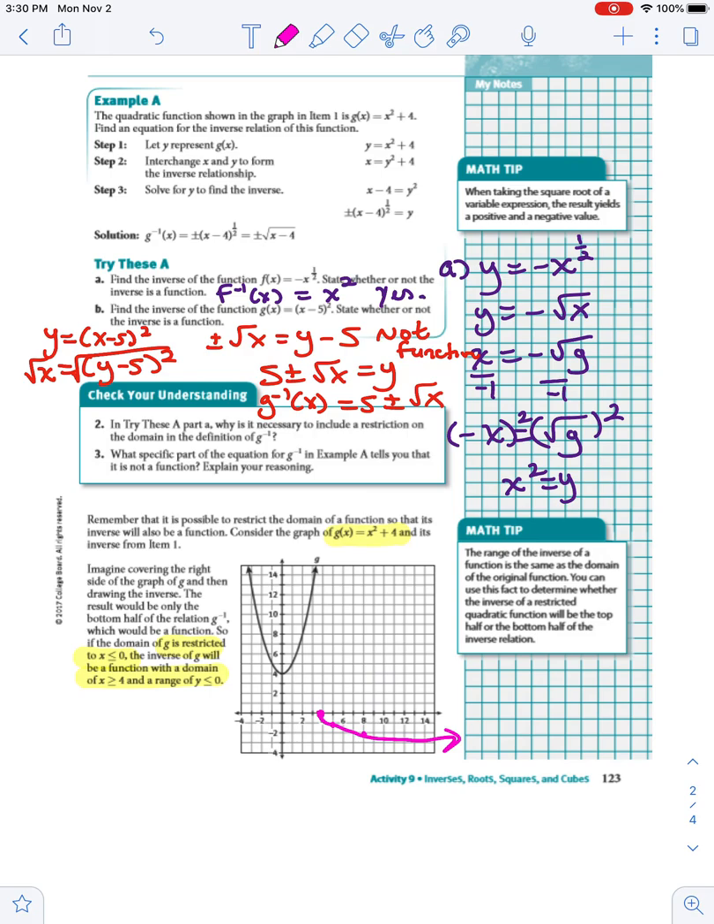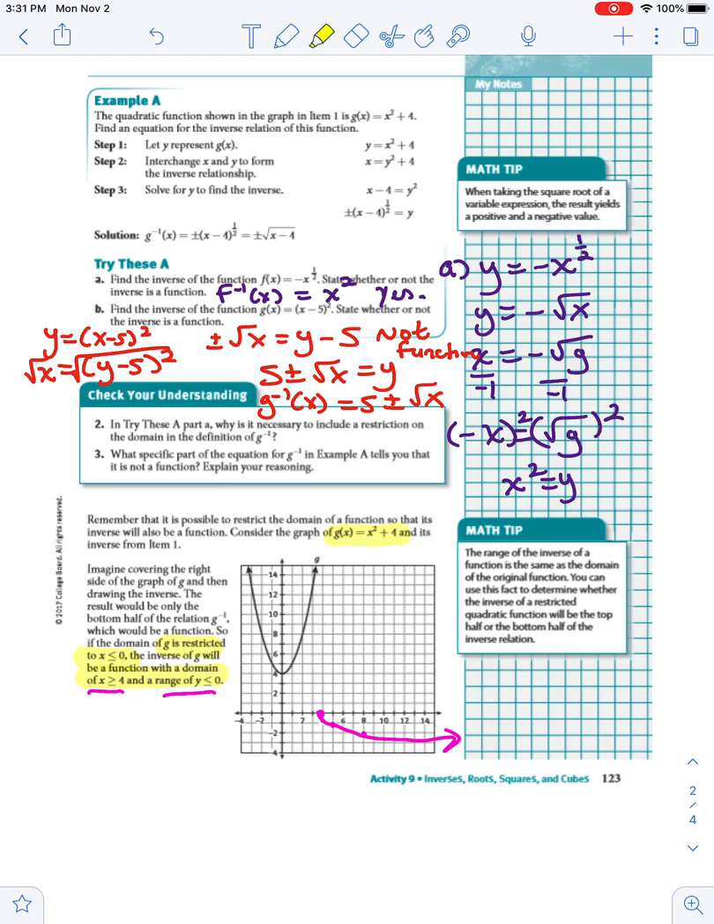So if we can restrict the domain to be all the x's greater than or equal to 4, and our range as just being all the y's that are less than or equal to 0, then we have an inverse that is also a function.